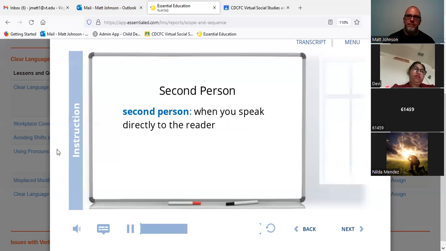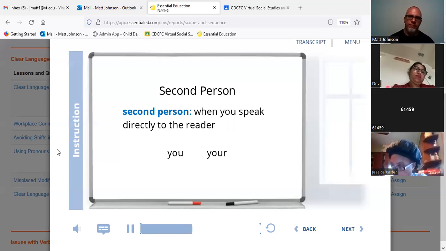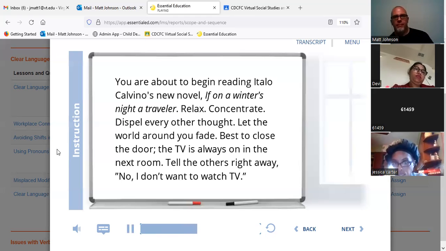Second person is when you speak directly to the reader, using words like you and your. Second person is uncommon in literature, although there are some books and stories that talk directly to you. Take a look at the opening of Italo Calvino's novel, If on a Winter's Night, a Traveler.